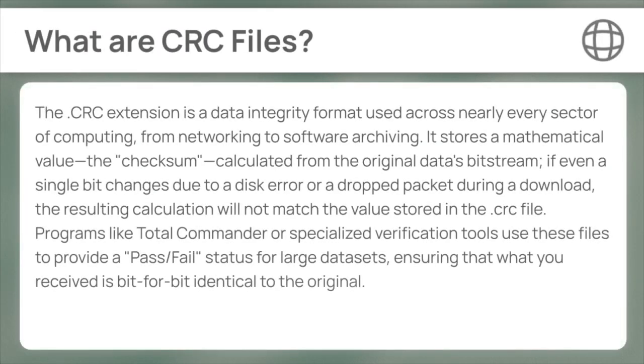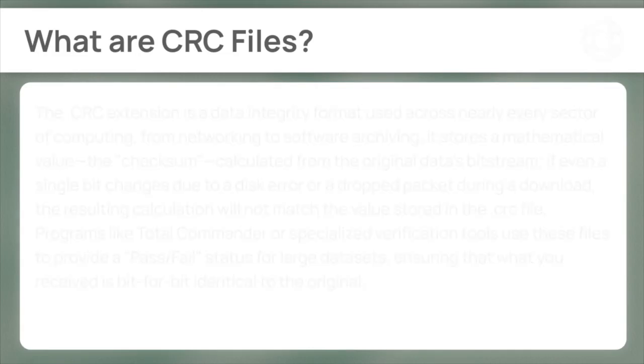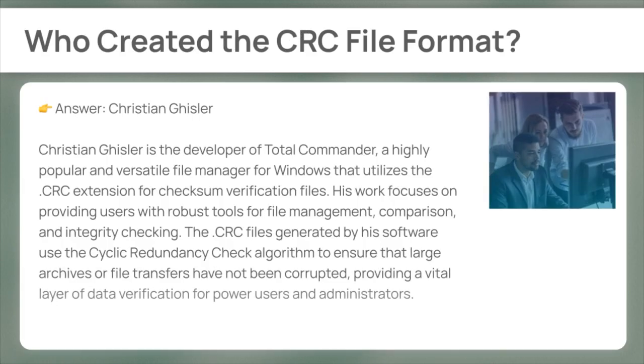The .crc extension is a data integrity format used across nearly every sector of computing, from networking to software archiving. It stores a mathematical value, the checksum, calculated from the original data's bit stream. If even a single bit changes due to a disk error or a dropped packet during a download, the resulting calculation will not match the value stored in the .crc file. Programs like Total Commander or specialized verification tools use these files to provide a pass-fail status for large datasets, ensuring that what you received is bit for bit identical to the original.